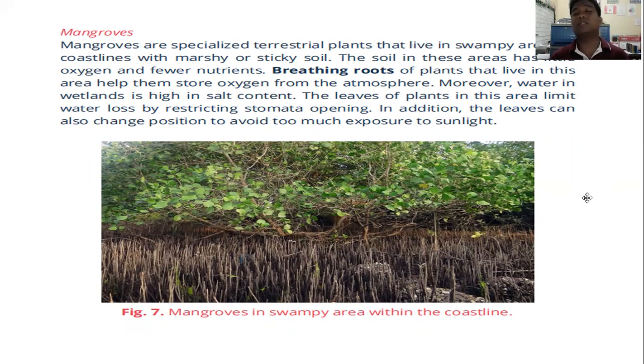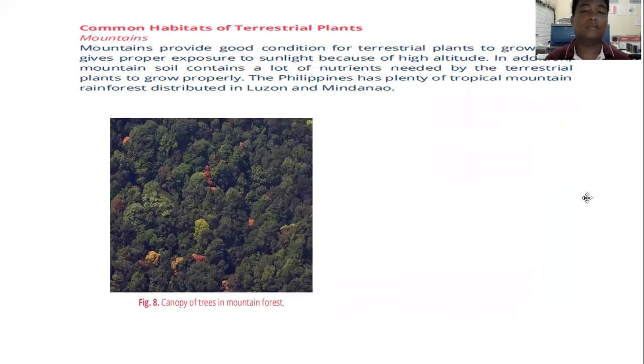So kini mga mangrove specialized terrestrial plants nga gapuyo dito sa swampy areas, no, sa mga coastlines, kung asa sticky soil. So nindot pud ning tanong po ng mga mangroves po, where they serve as a habitat for mga species nga magpuyo diha, no. So next, common habitats of terrestrial plants, no. So unsa may mga common habitats sa mga terrestrial plants, no.